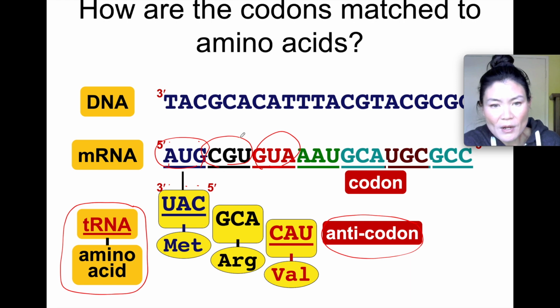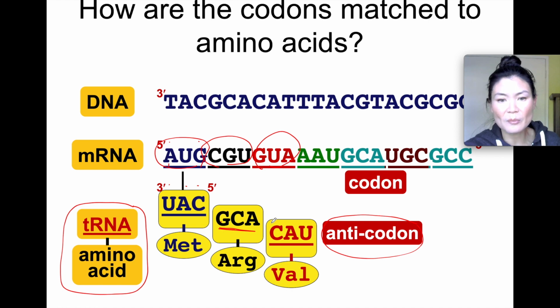But what I want to say is that CGU is the next codon. So the next codon codes for the amino acid arginine, which is brought to the mRNA codon using a tRNA, and the tRNA anticodon is GCA. So on the tRNA, you have these anticodons that are complementary to the codon. And those tRNAs are bringing the appropriate amino acid, okay?